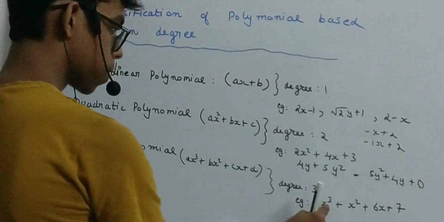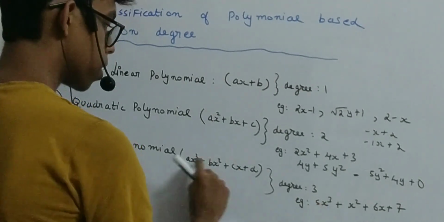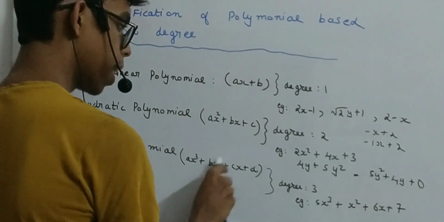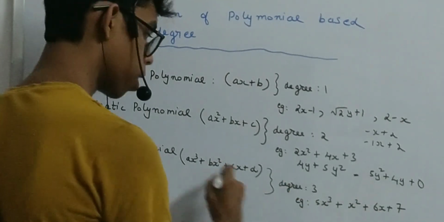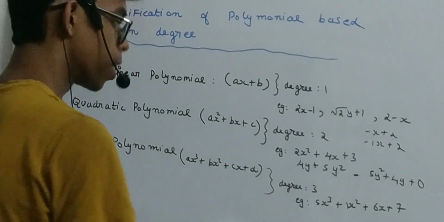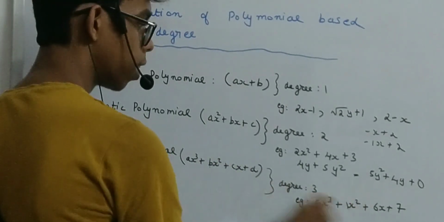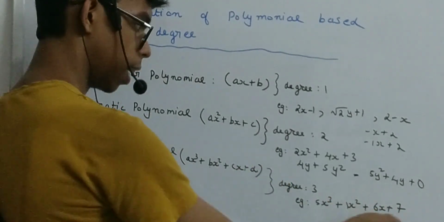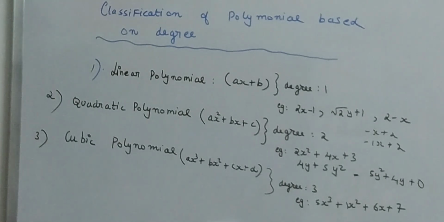Here this x cube is your variable term and this 5 is the coefficient of x cube. Similarly, here bx square, the coefficient present over here is 1. So this b is 1 over here. Then cx. Now the coefficient of this x is 6. So cx plus d. D is your constant term over here. So this is the way. These are the 3 types of polynomials based on degree. I hope it is clear to you.